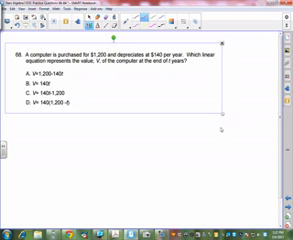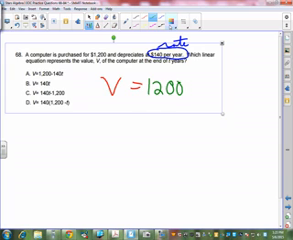Okay, this computer is purchased and it depreciates $140 per year. Automatically you see per, you know we're talking rate of change here. Which linear expression represents the value? Well, let's see, it's starting out at $1,200, which was the y-intercept. It is decreasing $140 per year. So A would be the answer.